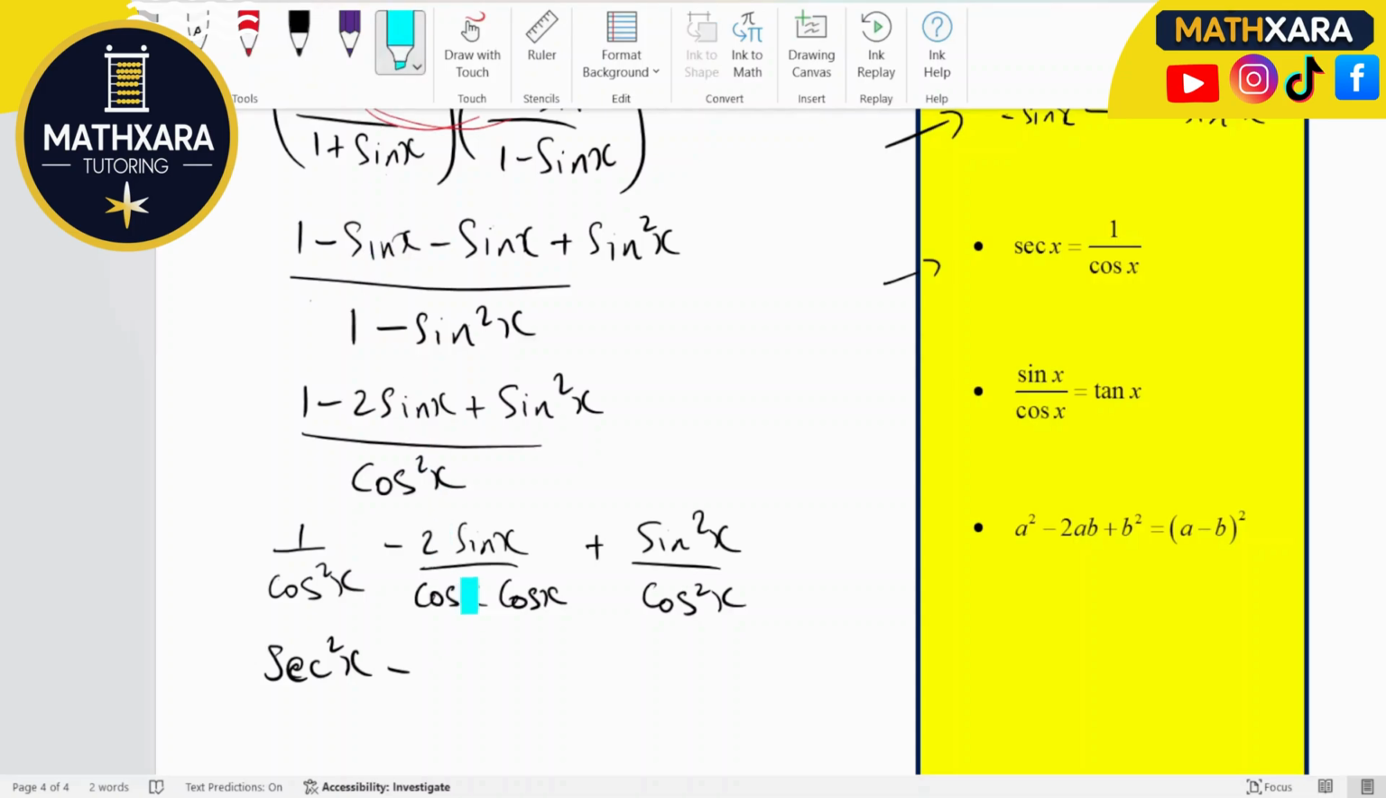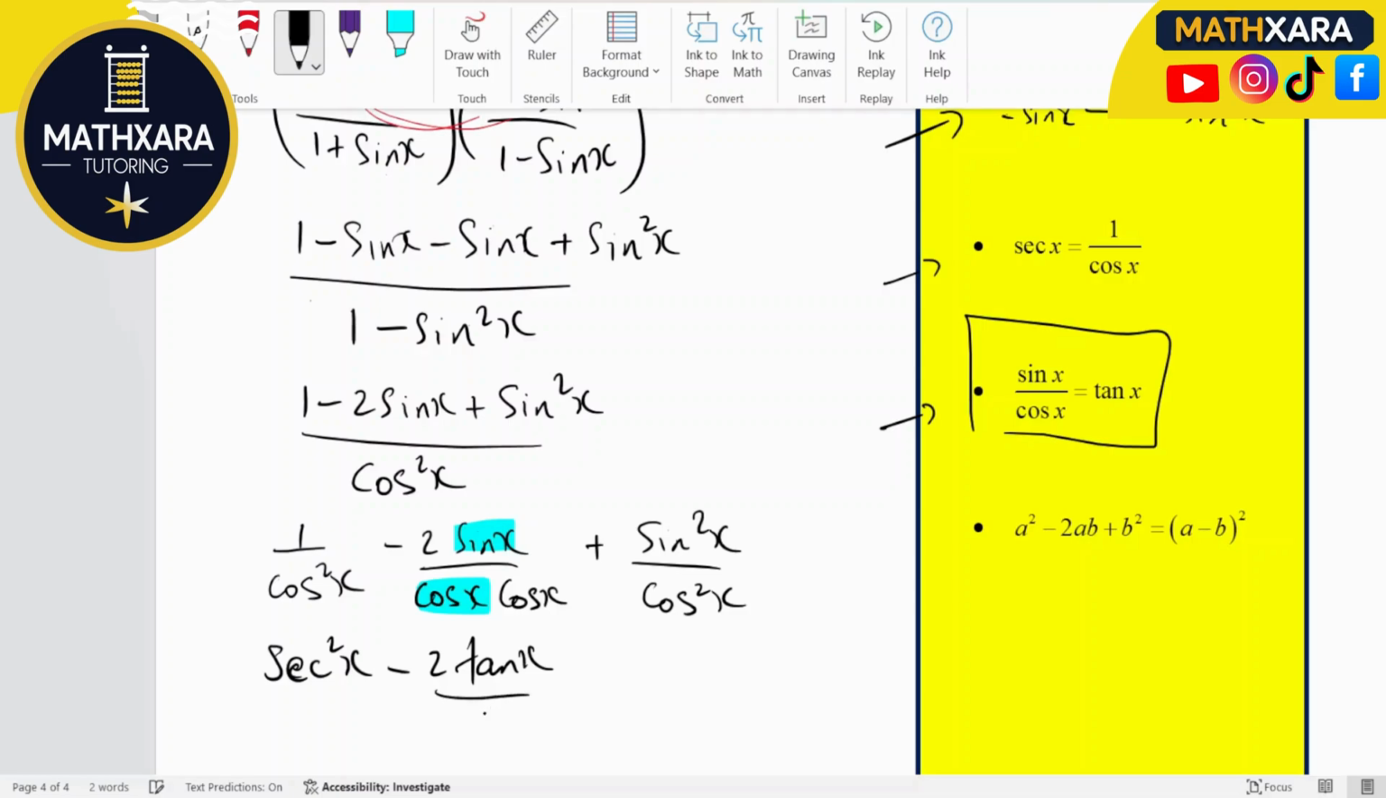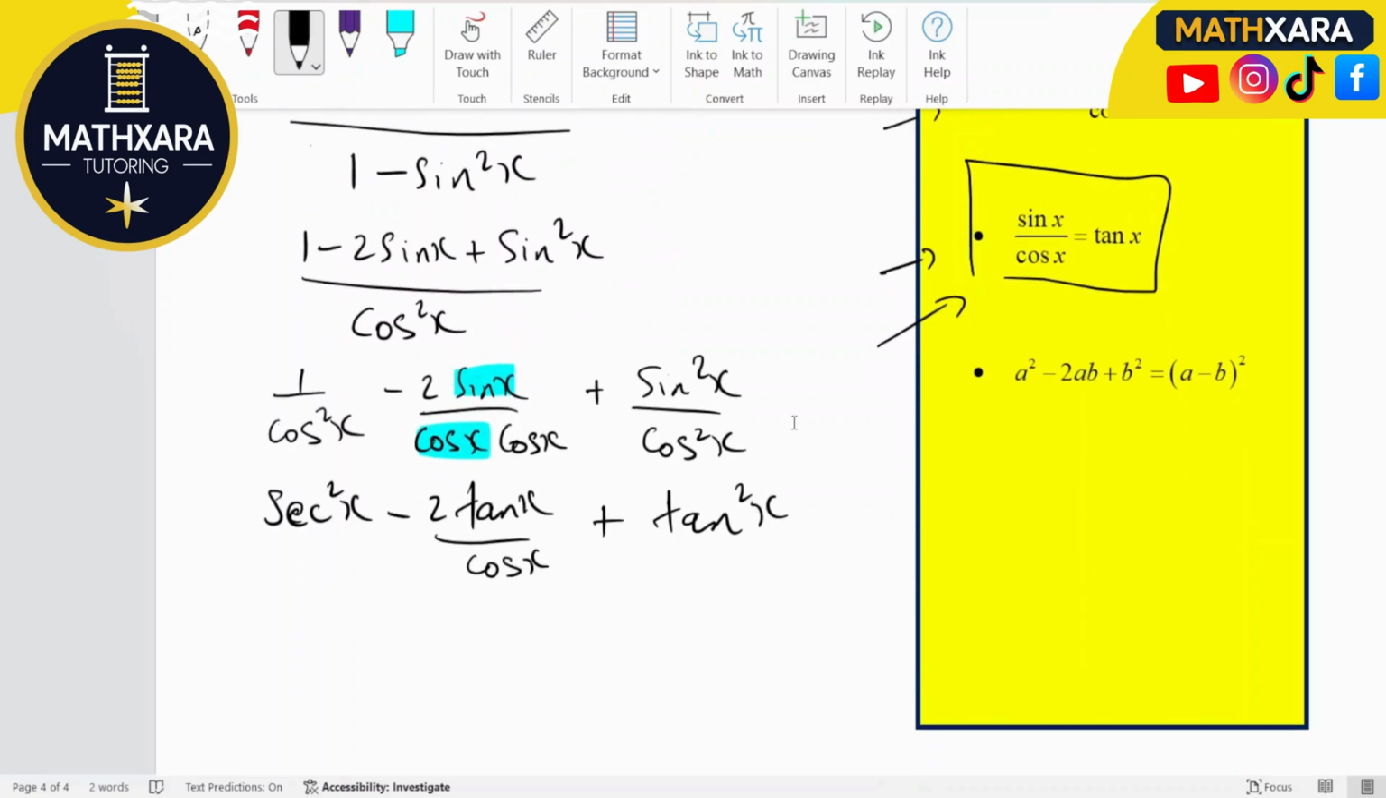Now here we have sine x divided by cosine x, which here in our fourth identity is just tan x, which leaves me with 2 tan x divided by cosine x, and sine squared x divided by cosine squared x would be tan squared x if I were to square this identity, square both sides. We're almost there.